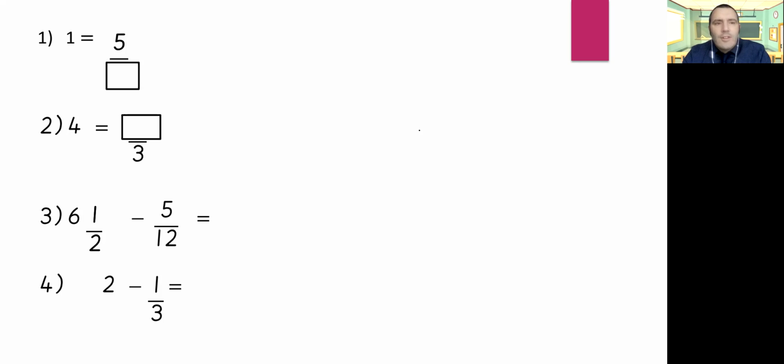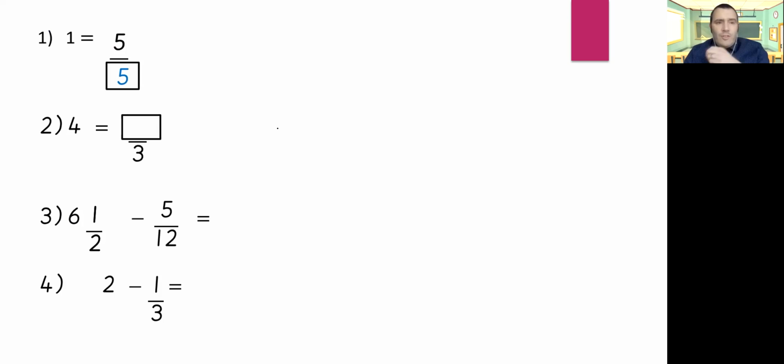Okay, how did we get on? So question 1, 5 over something is equivalent to 1. Well, we know where the numerator and the denominator are equal, then that is equal to 1. So our equivalent fraction here is 5/5.